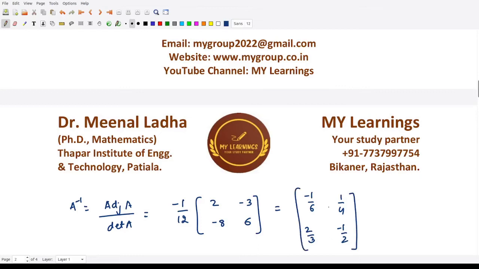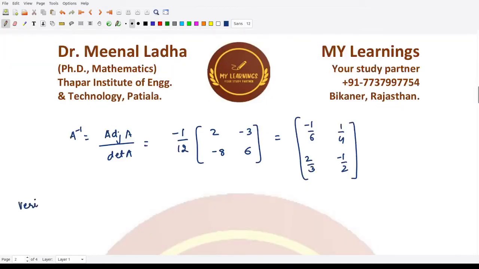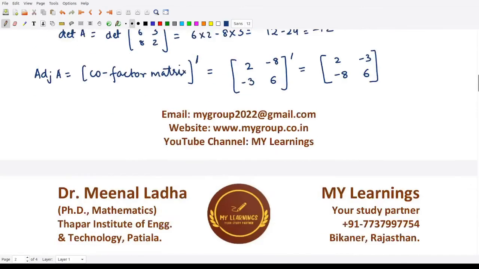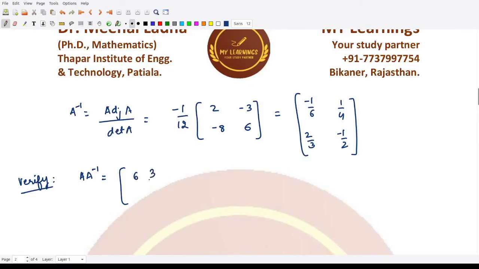Further, you can verify whether this is the correct inverse or not. So let's verify. The matrix A was given to be 6, 3, 8 and 2. And A inverse, we have just evaluated this to be equal to minus 1 by 6, 1 by 4, 2 by 3, minus 1 by 2. Right? So you can multiply them together so that you would have minus 1 plus 2 here.